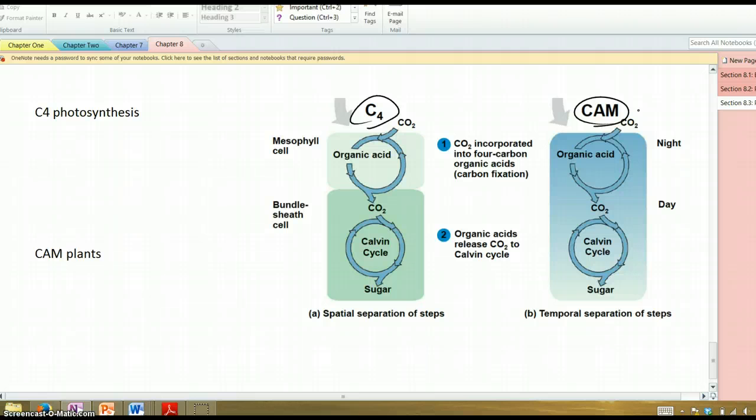So what they do is, the C4 plants, they have an extra step that's added on. Okay, they do the light reactions, they do the Calvin cycle, but they have this extra step. And what this extra step does is, in addition to having rubisco, they have this other enzyme that grabs onto CO2.